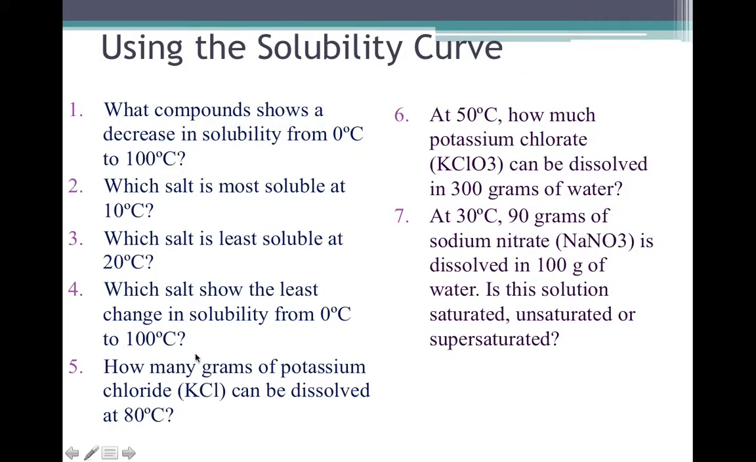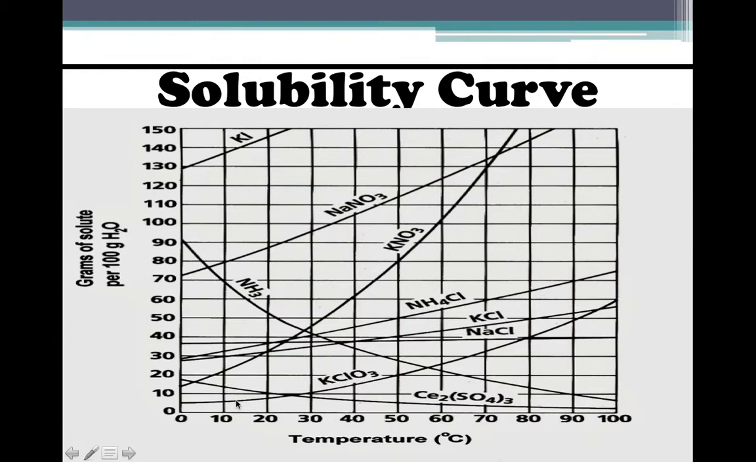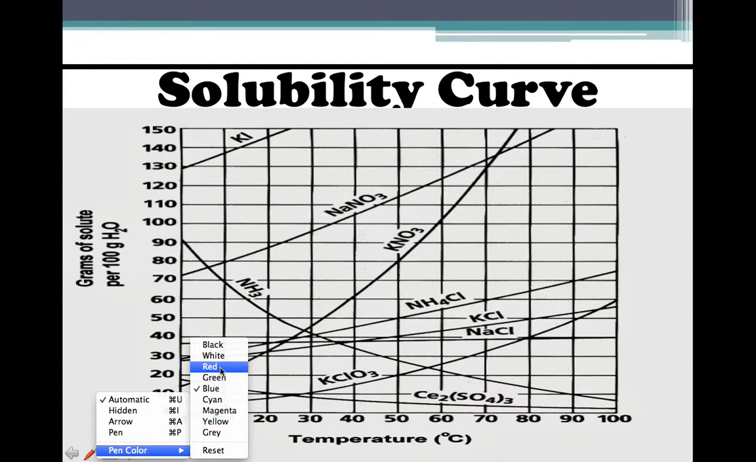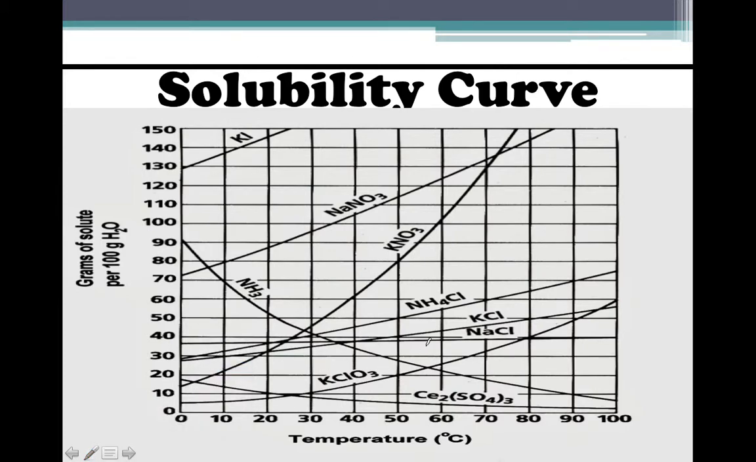Okay. Then the next one, which salt shows the least change? So when I go back to this one, least change, you notice some lines are showing a peak, a curve upward, some are going downward. But I want to look at the flat line. The one that is showing the least change right here is sodium chloride. Here is the line right here, and it shows the least change.